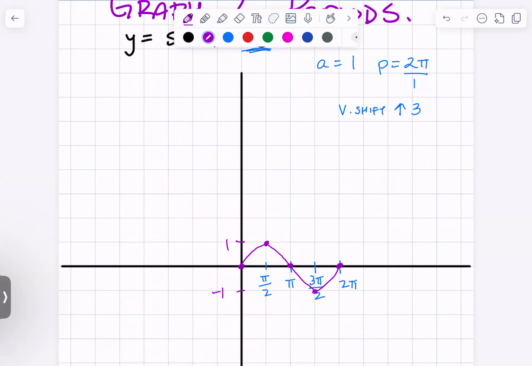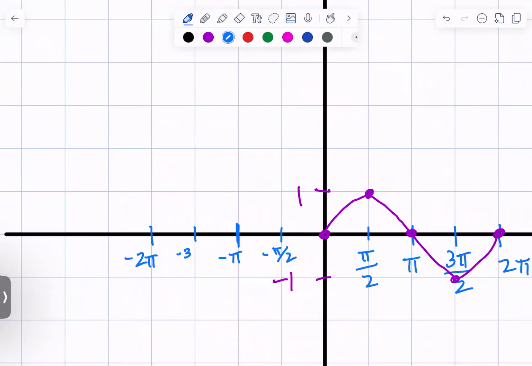So skipping 4 units again, this would be negative 2 pi. Skipping halfway would be negative pi. Half of that is negative pi over 2. This would be negative 3 pi over 2, right? Negative pi over 2, negative 2 pi over 2, negative 3 pi over 2, negative 4 pi over 2. Okay?